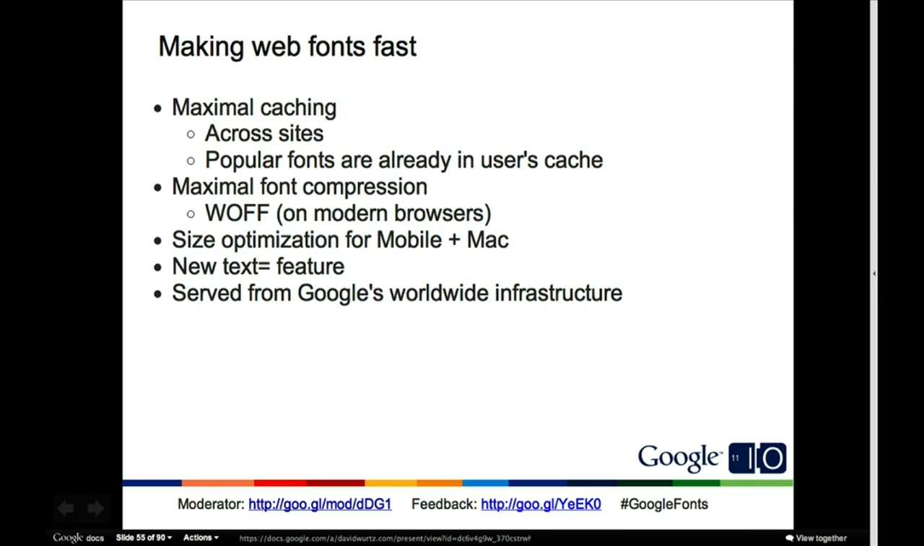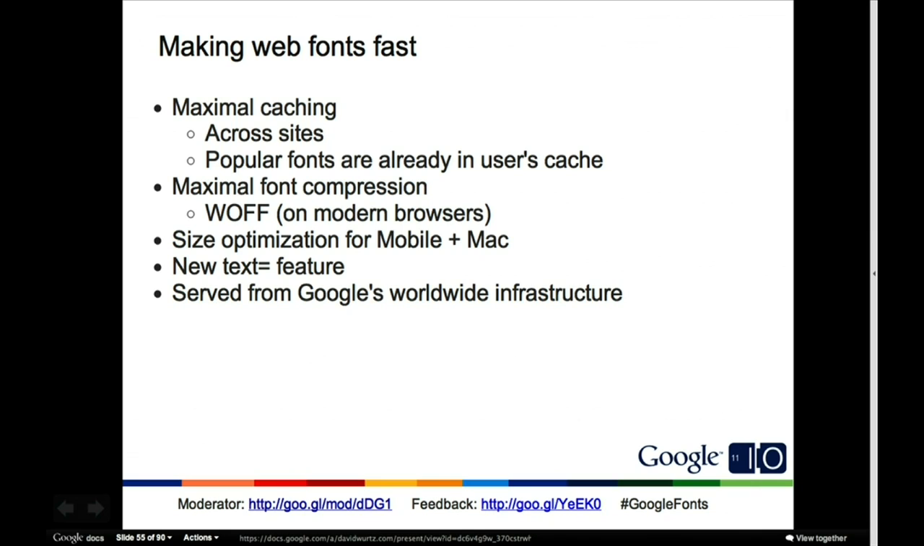So I want to step back a little and just go through all of the things that we're doing to make web fonts fast. In addition to the features that I talked about before, the size optimization for mobile and Mac, and the text equals feature, we're doing a lot of innovative things behind the scenes in our serving infrastructure. We're setting maximal caching of those fonts. We can do that because they're open source. There's no pay gate that we need to put in place.